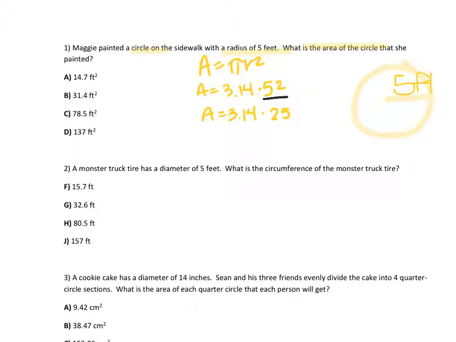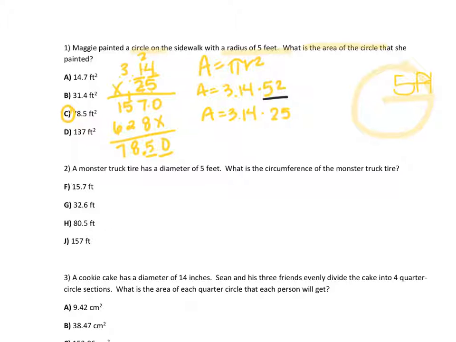Okay. Most of y'all probably got that far, hopefully. But if we multiply 3.14 times 25, you should get 7 plus 8 is 5. 15, carry 1. This is 8. And then 1 plus 6 is 7. We have 2 decimal places. So 78.5, which is answer choice C. Okay, you take off the C.